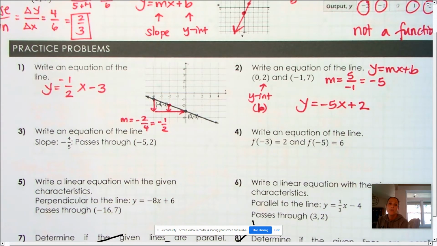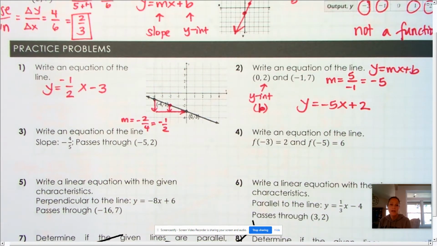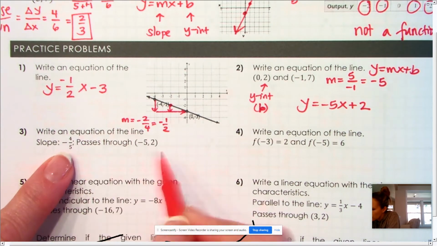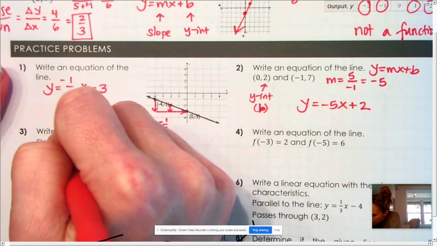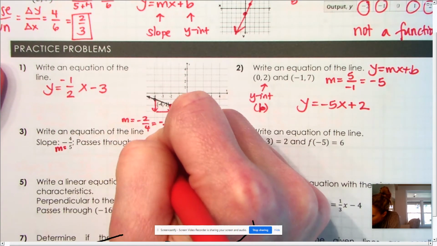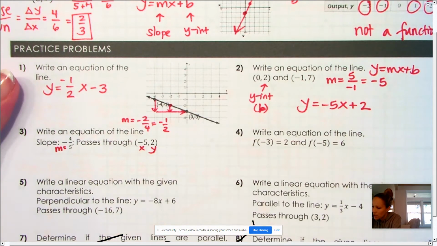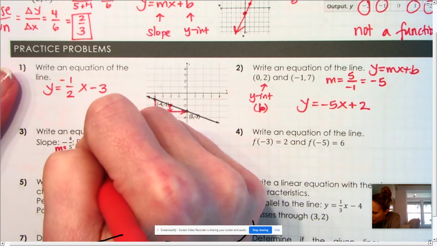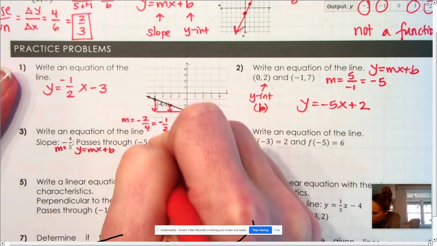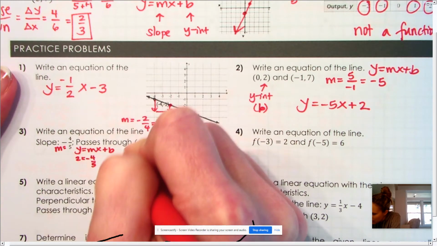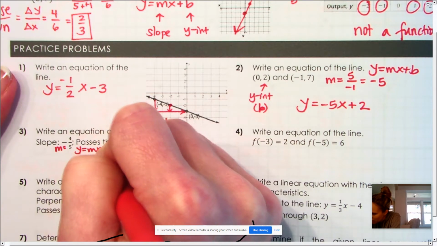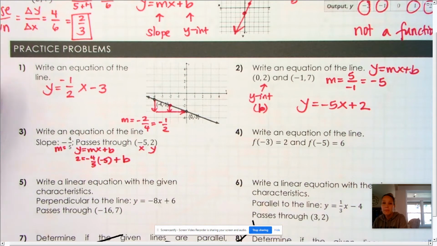Question number 3 says write an equation of a line. They tell us the slope, and then they tell us it goes through this point. I know that this is m, this is x, and this is y. So I'm going to plug it into my equation, y equals mx plus b. y was 2, m was negative 4/5, x was negative 5, and then plus b.